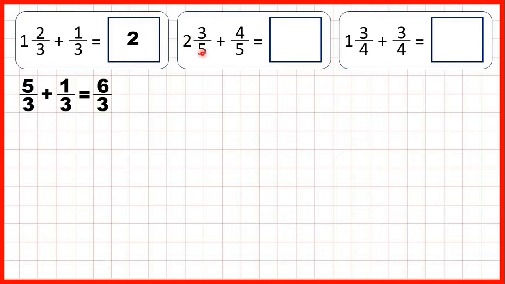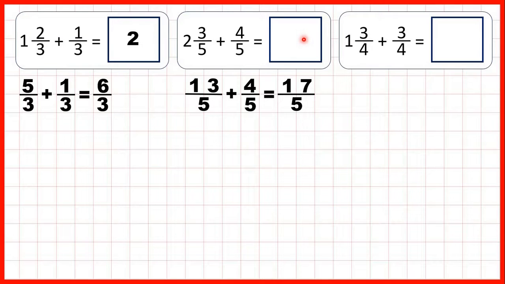2 times 5 is 10, and then 10 plus 3 is 13. So that's our numerator, and the denominator stays the same. Now we can add 4/5. The denominator stays the same in our answer, and 13 plus 4 is 17.